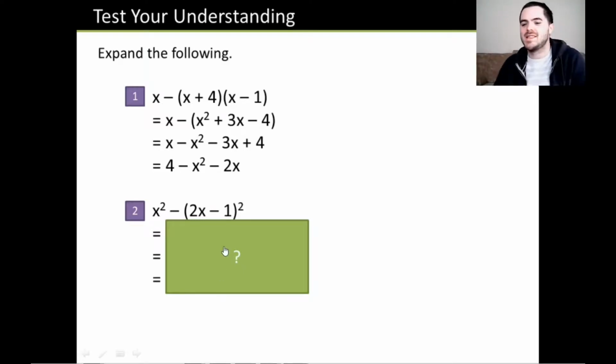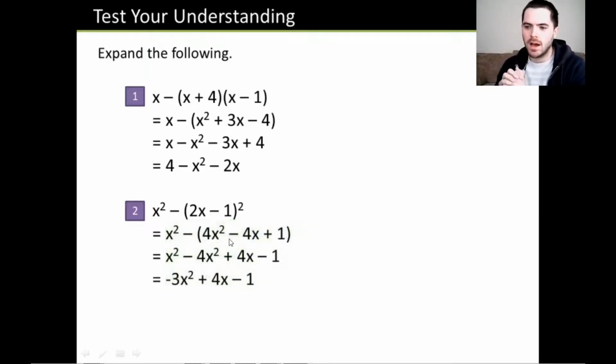Question 2 is not as awful as it looks, though admittedly does look pretty awful. Remember, 2x minus 1 squared, that's 2x minus 1 times 2x minus 1. If you were to expand that, you would get x squared, take away 4x squared, take away 4x plus 1, still in your brackets. What do we do with those?